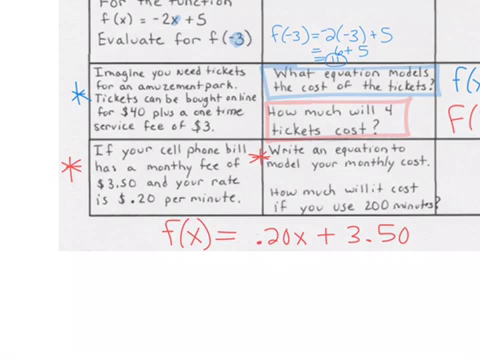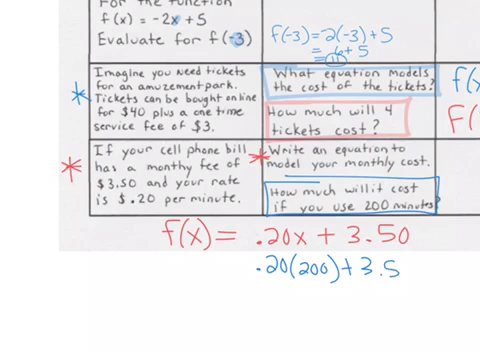For part B, how much will it cost if you use 200 minutes? Now it's basically saying plug in 200. So we're going to do 0.20 times 200. That gives me 40 plus $3.50. So we end up with $43.50.